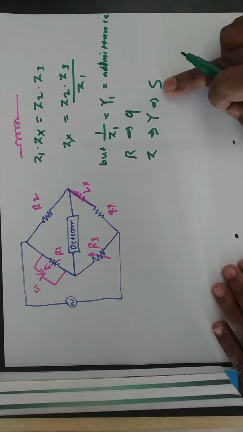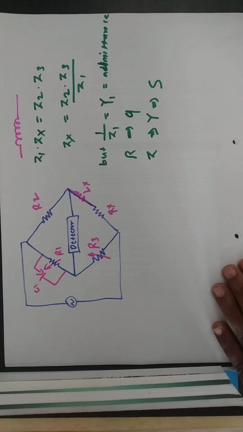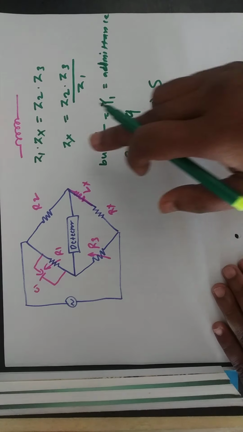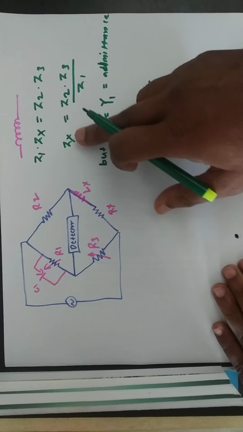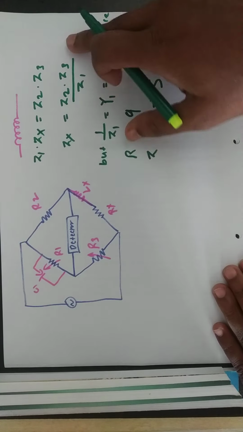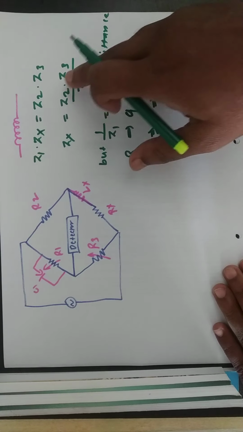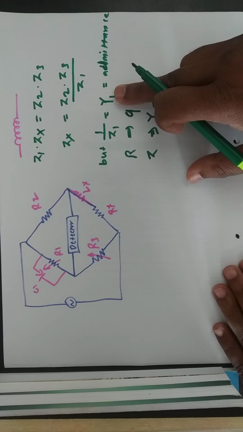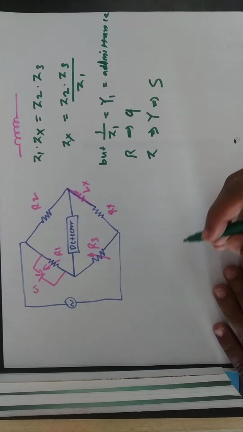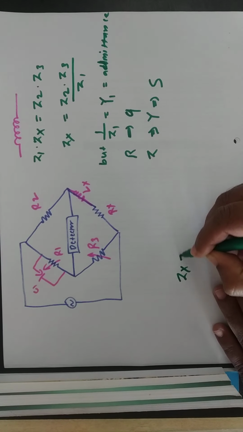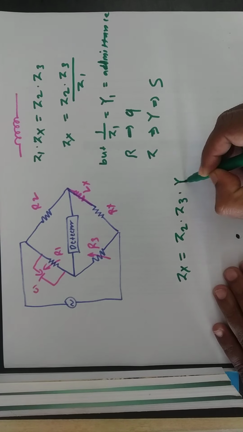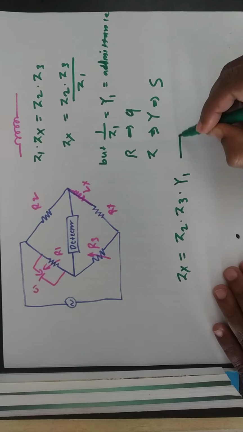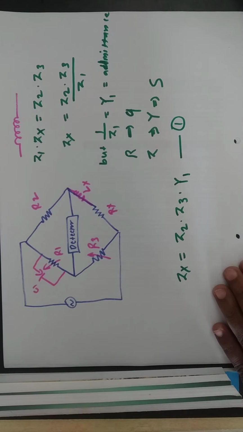Okay, don't mix these two terms. We have the general bridge balance equation, Z1 into Zx is equal to Z2 into Z3, and we have to find Zx, so Z2 into Z3 divided by Z1. But 1 upon Z1 is nothing but the admittance, so we can write it as admittance. So our equation becomes Zx is equal to Z2 into Z3 into Y1. This is our equation number 1.